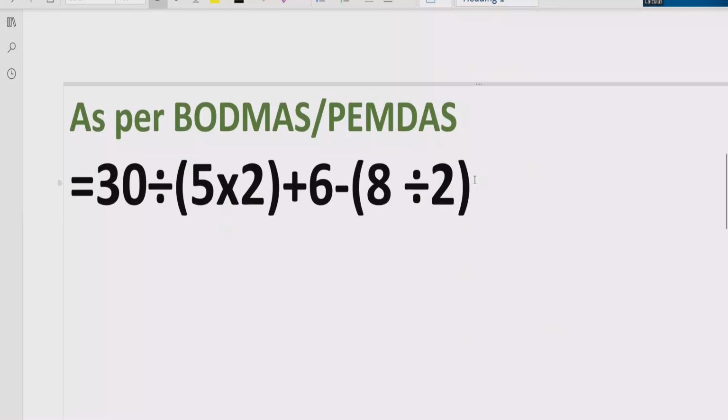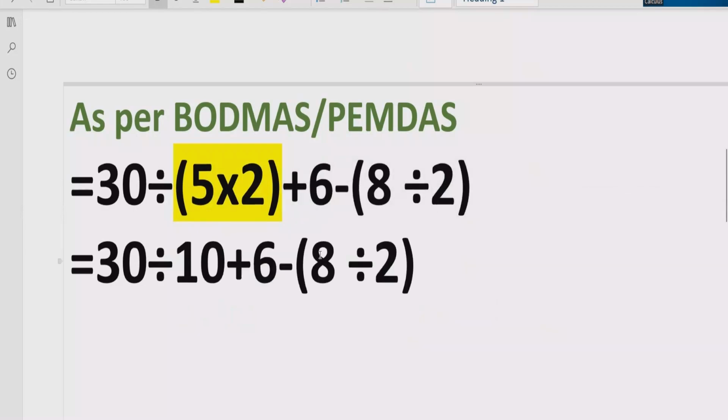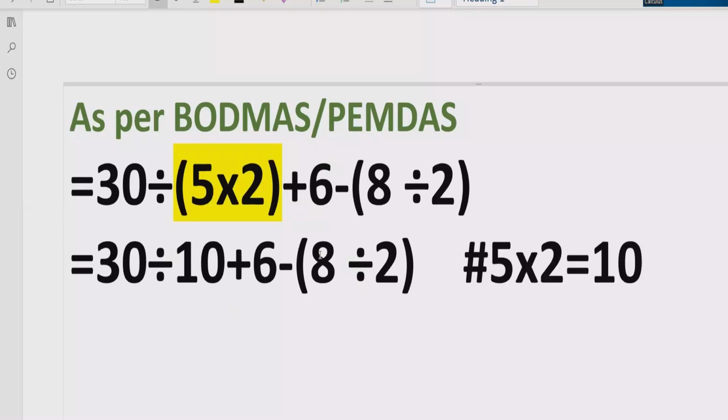As you can see, according to the rules, BODMAS and PEMDAS, first of all, you have to see the bracket. So here we will solve the first bracket first, which is 5 multiplied by 2. So we will write this part as it is and find out 5 multiplied by 2, which is equal to 10. And other parts I am writing as it is, because I will solve each step in each line. 5 multiplied by 2 equals 10.